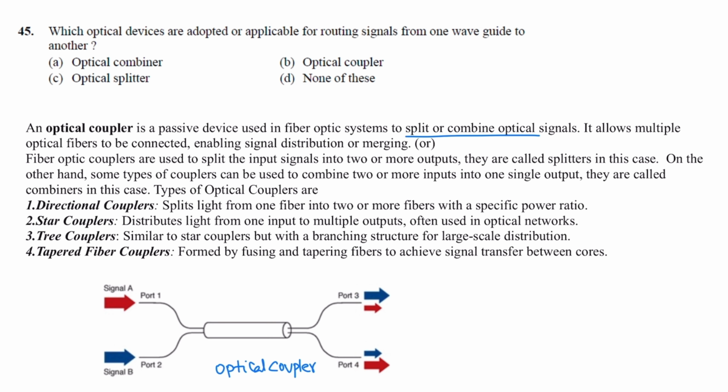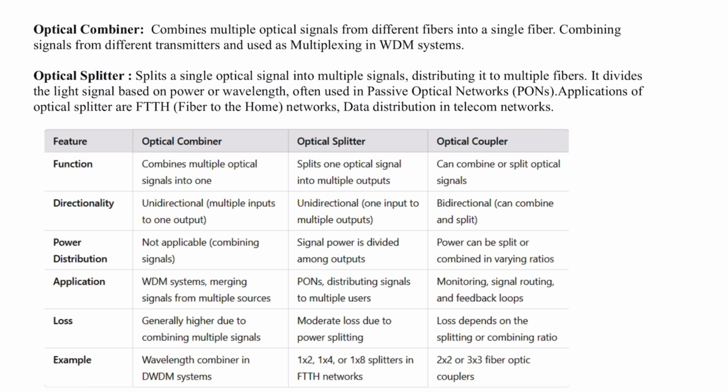Whereas an optical combiner combines multiple optical signals from different fibers into a single fiber. An optical splitter splits a single optical signal into multiple signals, distributing it to multiple fibers. So let us see the differences between optical coupler, combiner and splitter. A combiner combines multiple optical signals into a single one.